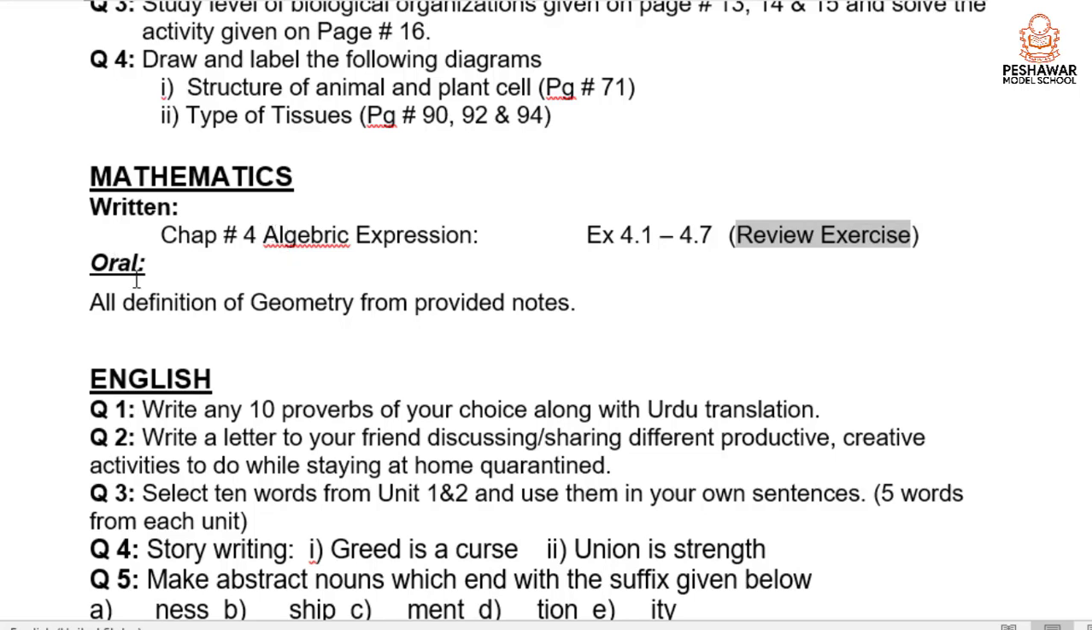Now coming towards the oral task, you have to orally revise all the definitions of geometry from your provided notes, and if you don't have notes, you can consult your book. So you have to orally study all the definitions of geometry.